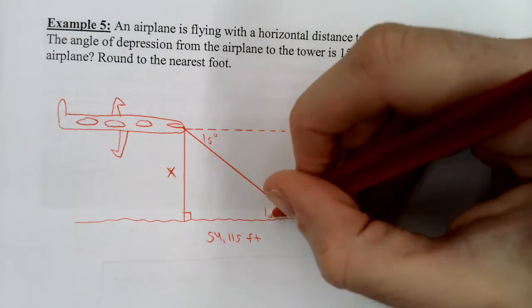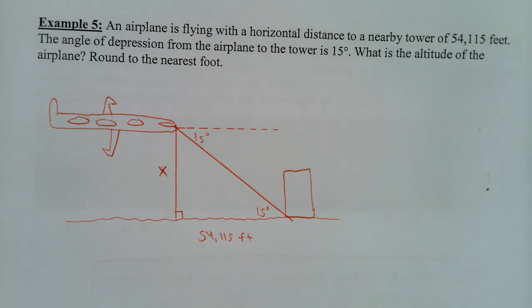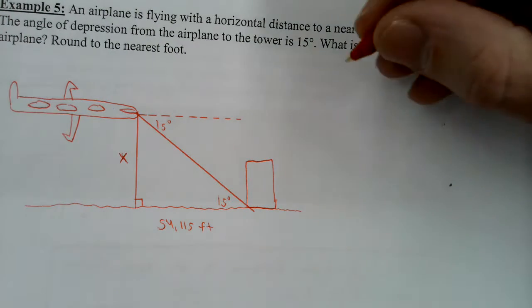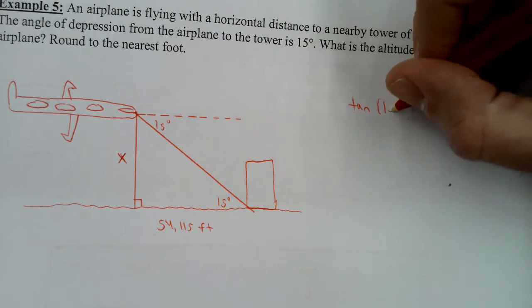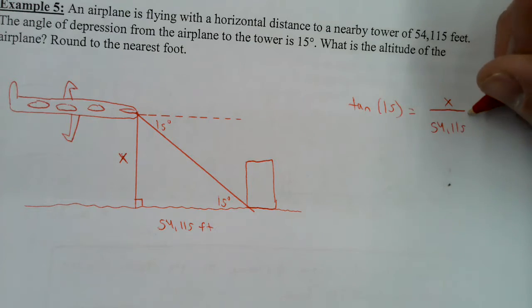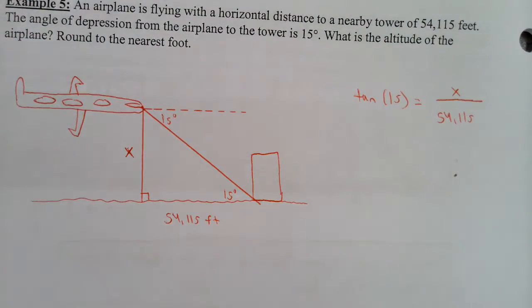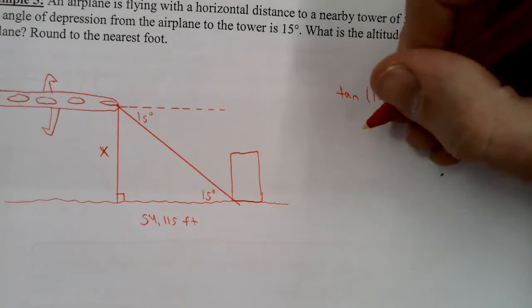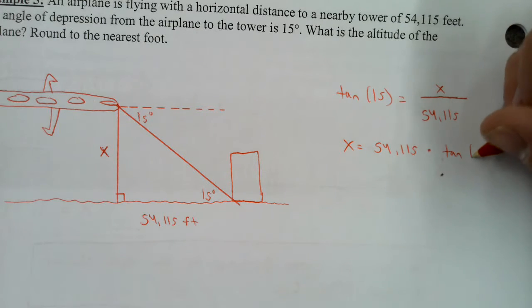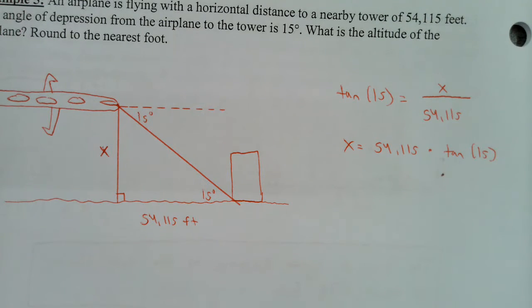Since it's right there, I can also put it down there because those are alternate interior angles and they're congruent. So I'm going to say tangent of 15 degrees equals opposite x over adjacent 54,115. Solve that for x. When I solve that for x, I'm going to multiply. X equals 54,115 times tangent of 15 degrees. Round it to nearest foot according to the directions.